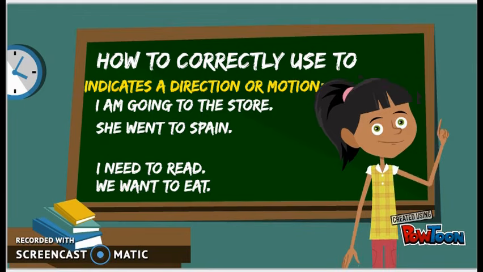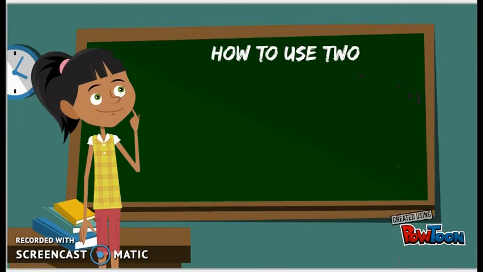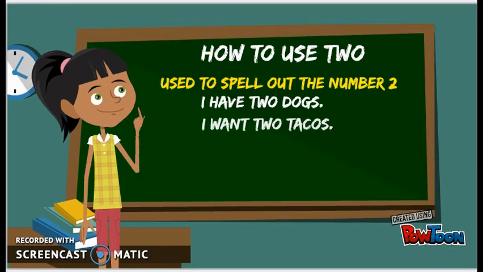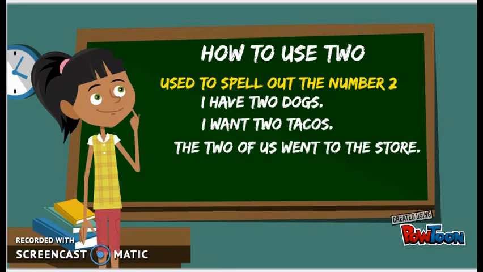All right, so the next TWO is going to be the word two. This one should be pretty easy. So TWO just spells out the number 2. For example, I have 2 dogs, I want 2 tacos, or the 2 of us went to the store. Simply replacing that with the number 2, it should make sense. So this is the difference between TO and TWO.